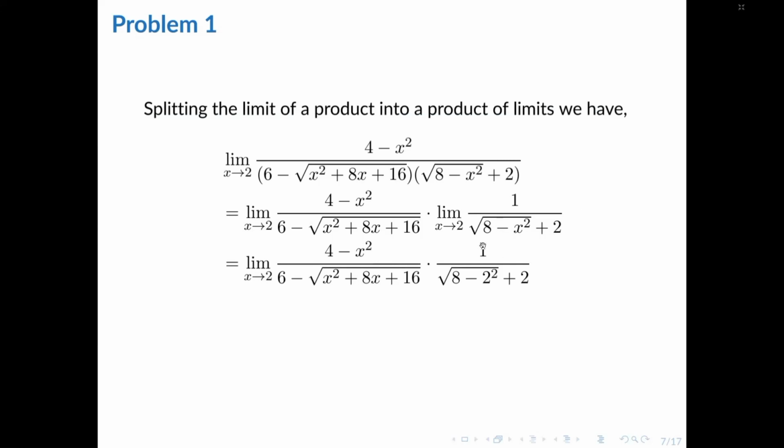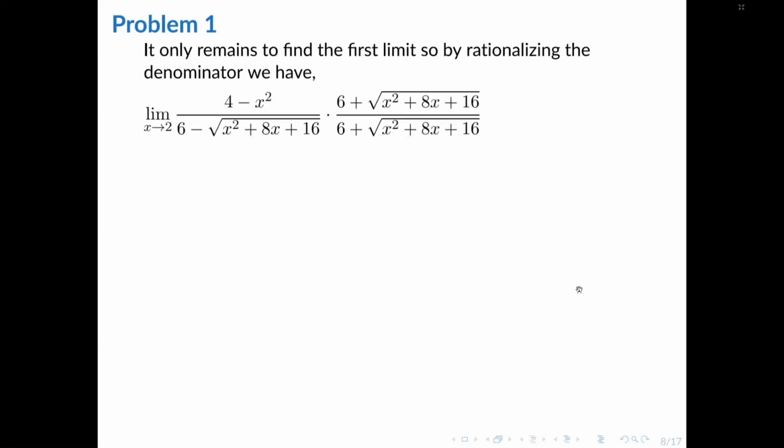So for the second expression, the limit of 1 all over the square root of 8 minus x squared plus 2 as x approaches 2 can be easily evaluated using direct substitution. After substitution, we get the limit of 4 minus x squared all over 6 minus the square root of x squared plus 8x plus 16, multiplied by 1/4. So this 1/4 is the limit of the second function.